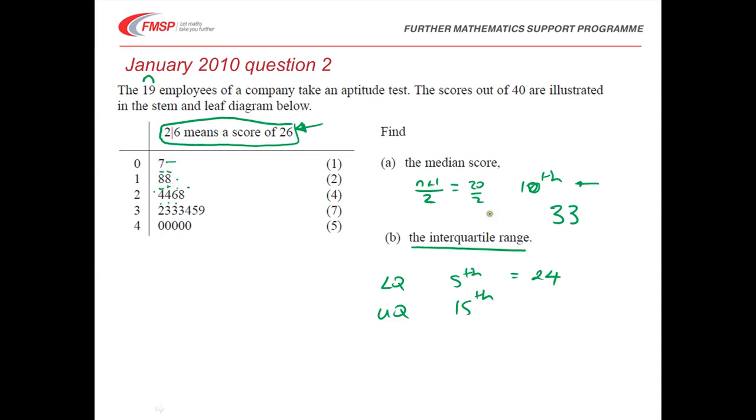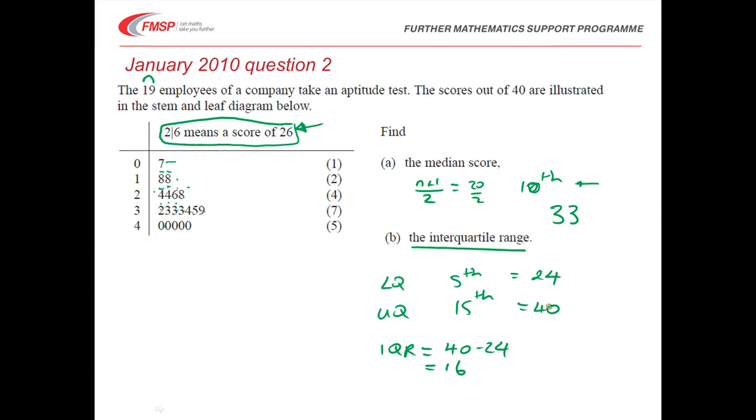The upper quartile is the 15th. So again, count 1, 2, 3, 4, 5, 6, 7, 8, 9, 10, 11, 12, 13, 14, 15. So that's 40. And then the IQR in this case will be 40 minus 24, which gives me 16. And please remember the interquartile range is most definitely a number. Don't just leave it as 24 to 16.